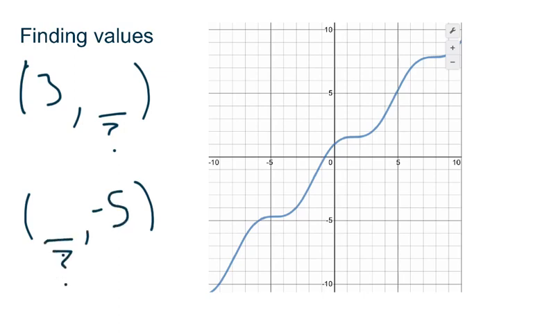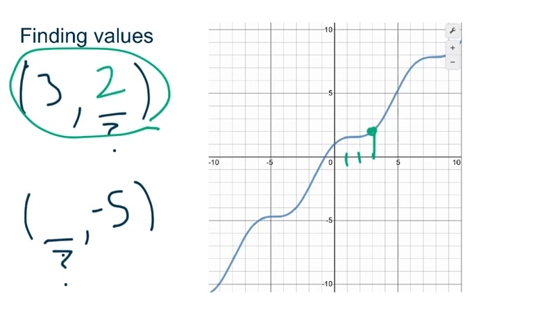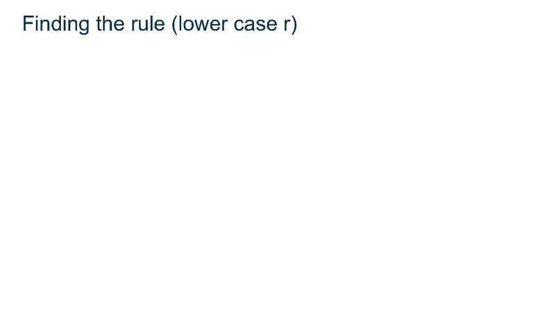And so it's about reading the graph. So for this first one, let's take a look at where 3 is. So 1, 2, 3, go up here to the graph. It is at 2, done. For this one right here, -5, look at -5 on the y-axis, find that, and then it is at about 6. So that's, or -6, sorry, -6. So that's finding values.